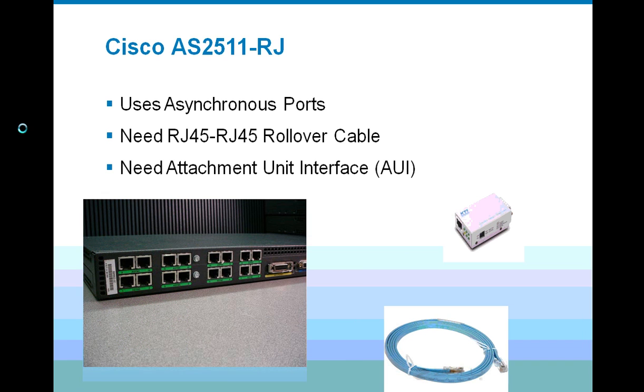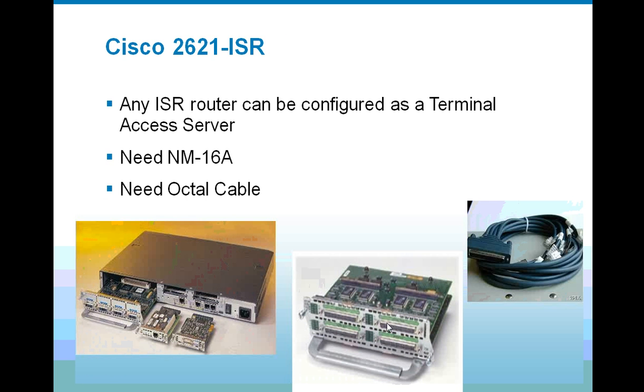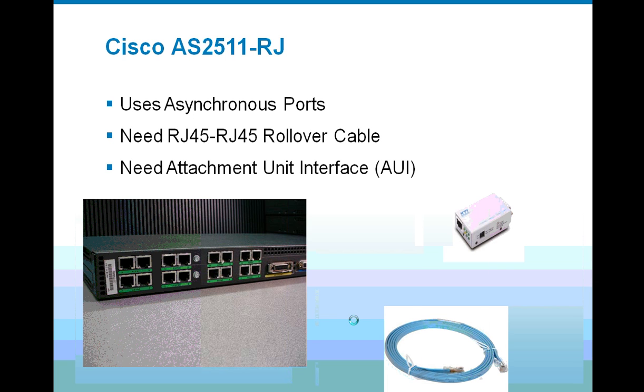Now this is an old one. Back in the days, I don't even know if I was born, but this device is the AS2511 RJ45 router. This comes pre-manufactured as an access server. So as you can see, this router already has the asynchronous ports. If you think about the 2600, this module is needed to give you access to an asynchronous port. Well, here the asynchronous ports already come built into the router.